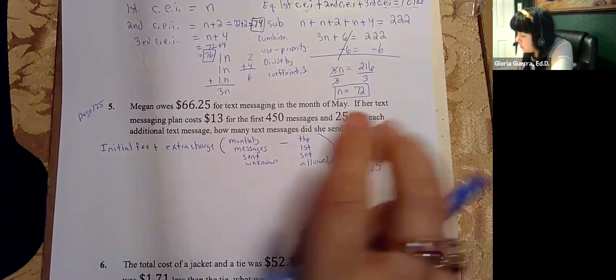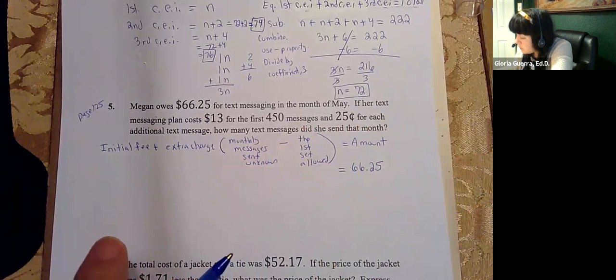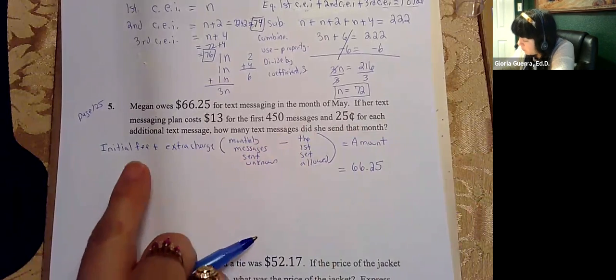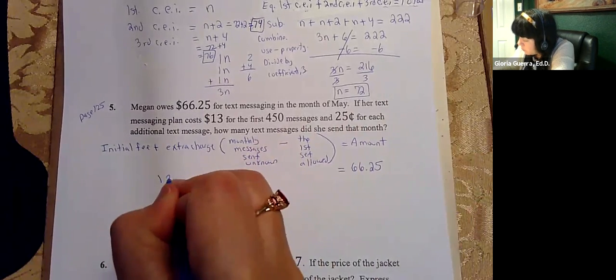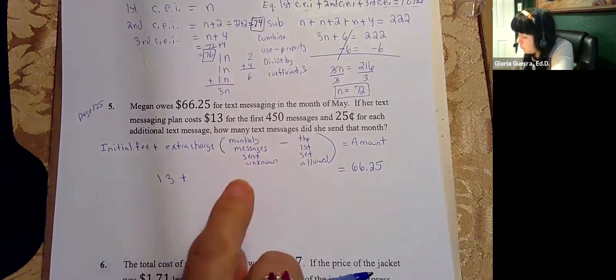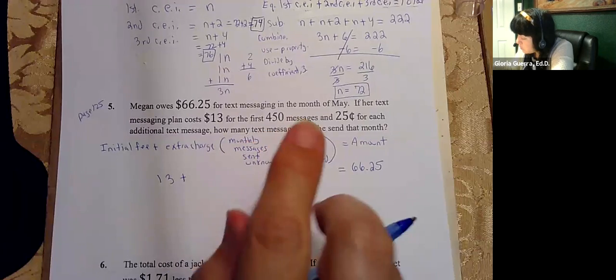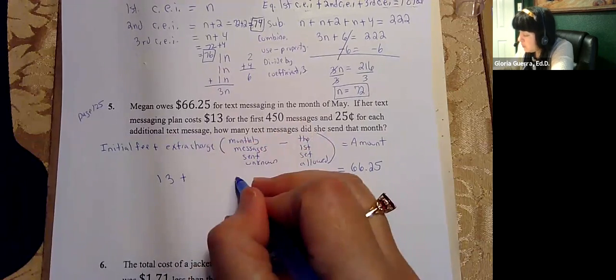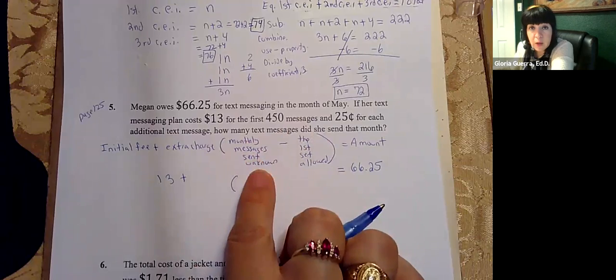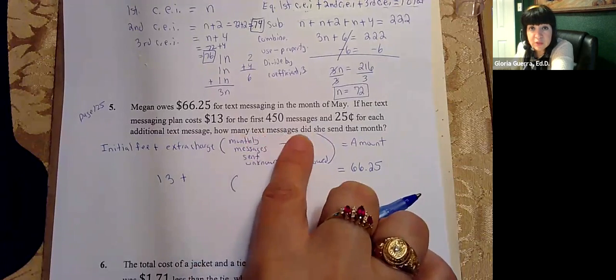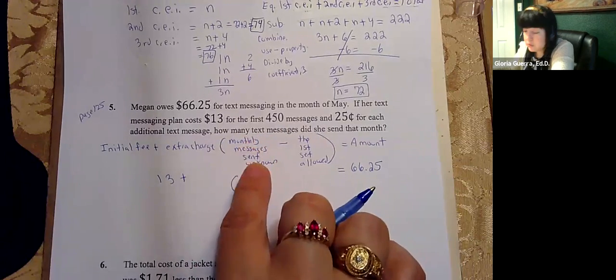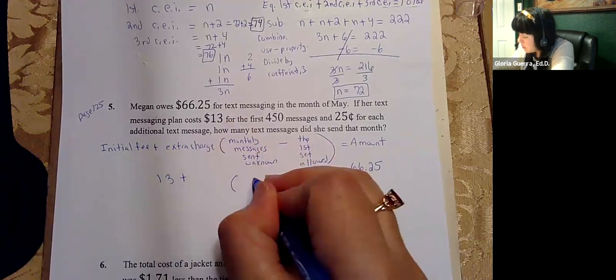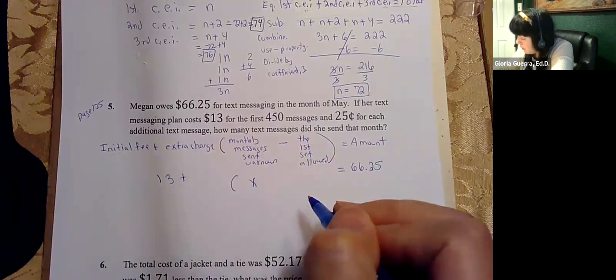For text messaging in the month of May, if her text messaging plan costs $13, so that's the initial fee for the first 450 messages. Right here, remember we said this is the unknown: how many text messages did she send? Monthly messages sent, that's the unknown. Somebody's got to be the X, so that's the X.